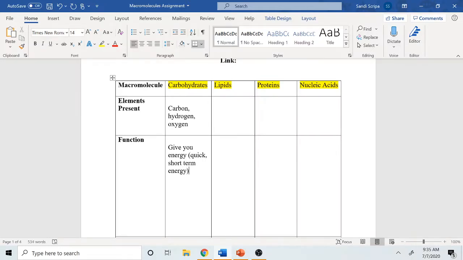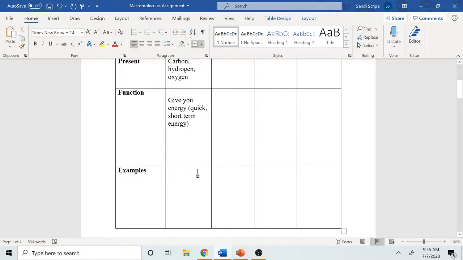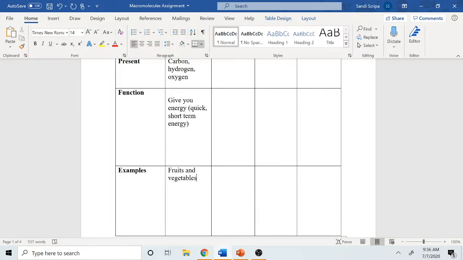We're going to learn about some other things that may give you long-term energy that you can store for later. But carbohydrates, that energy is usually used up pretty quick. You're using it right away. Some examples of carbohydrates are in a lot of foods that you would think of. Anything that comes from a plant is going to have carbohydrates. So any kinds of fruits and vegetables have carbohydrates in them. And if you think about things that are made from plants like bread and pasta, those all have carbohydrates as well.